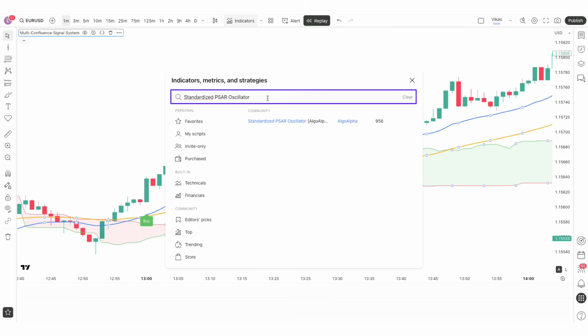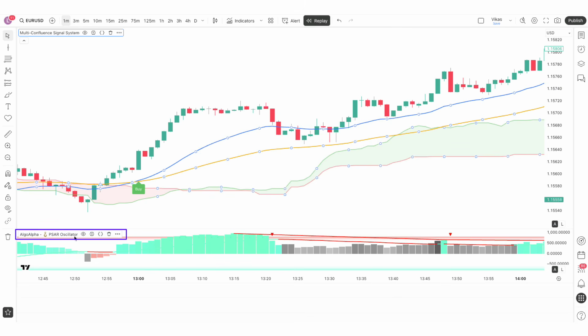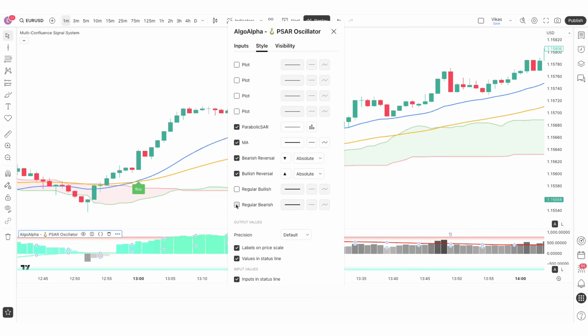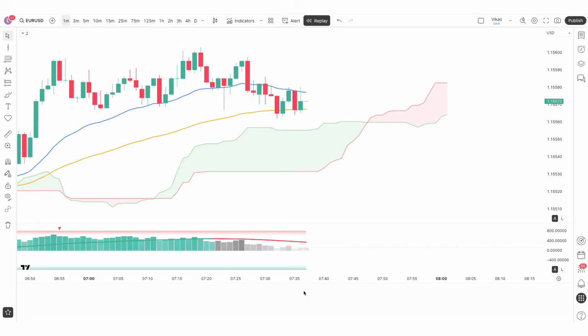We will search standardized PSAR oscillator in the search box of Tradingview. After that, we have to click on the standardized PSAR oscillator option, in which we have to change some settings. We have to change this WMA length option from 40 to 46. We have to change this WMA lag length option from 3 to 8. We need to hide these options. Now our setup is ready. Let's see how we use these trading setups.